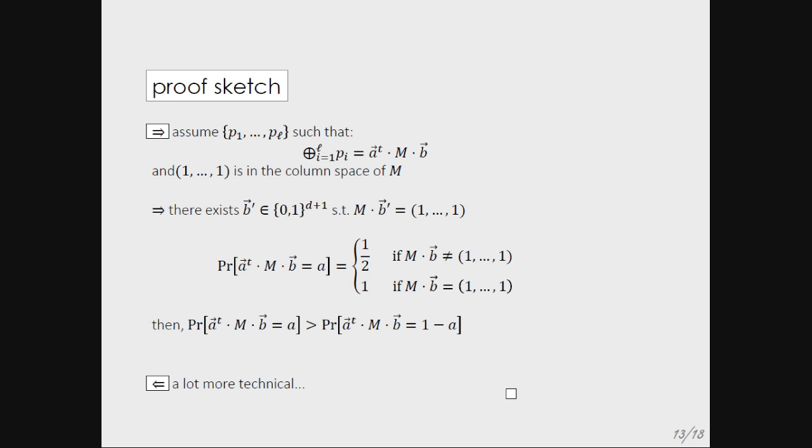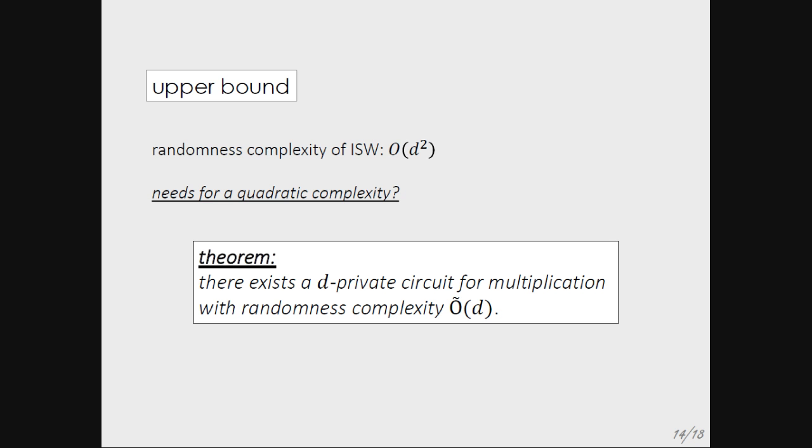The other way is way, way more complicated. We have it in the appendix of our paper. I won't be able to go through it right now. So we have this algebraic characterization, and now we looked at the upper bound. So what's in the state of the art? Well, in the state of the art, we have the randomness complexity of ISW, and the randomness complexity of ISW is d squared.